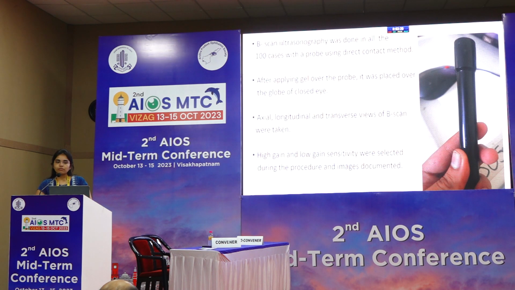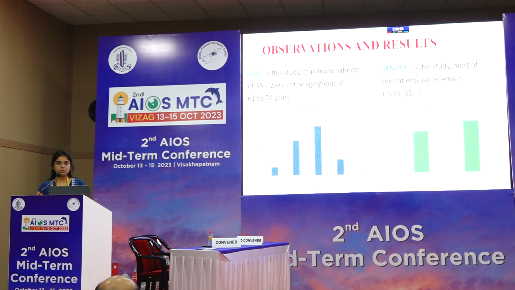B-scan ultrasonography was done in all the 100 cases with a probe using direct contact method with the patient in supine position. After applying gel over the probe, it was placed over the globe of the closed eye. Axial, longitudinal, and transverse views of B-scan were taken. High gain and low gain sensitivity was selected during the procedure and images documented.